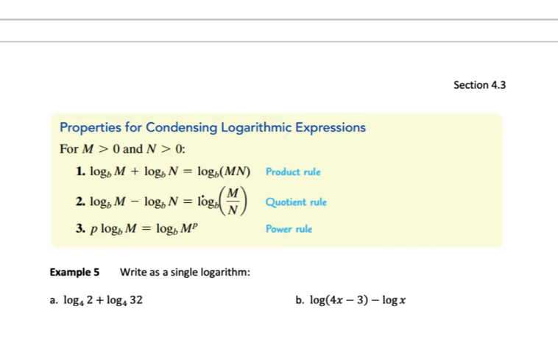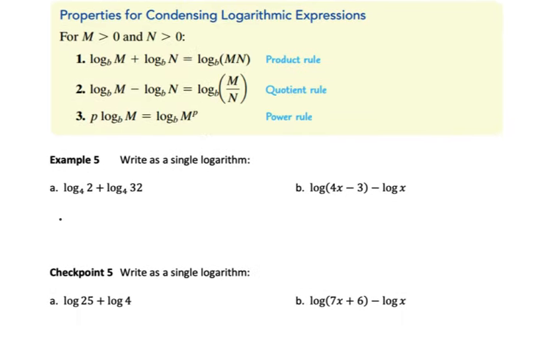log. So we're going to look at example 5. It says to write as a single logarithm: log base 4 of 2 plus log base 4 of 32. So to put those together, I would have log base 4 of 2 times 32. This is using this first property here. So 2 is m and 32 is n. It's log base 4 of 2 times 32. And I know that 2 times 32 is 64.